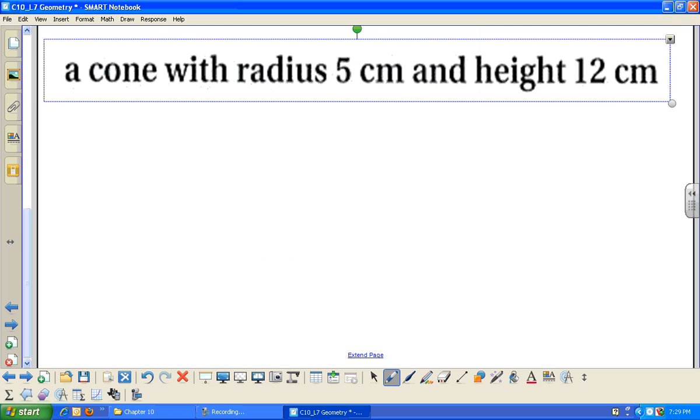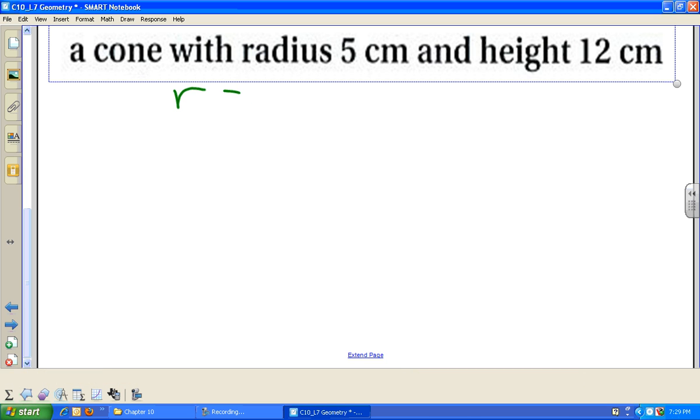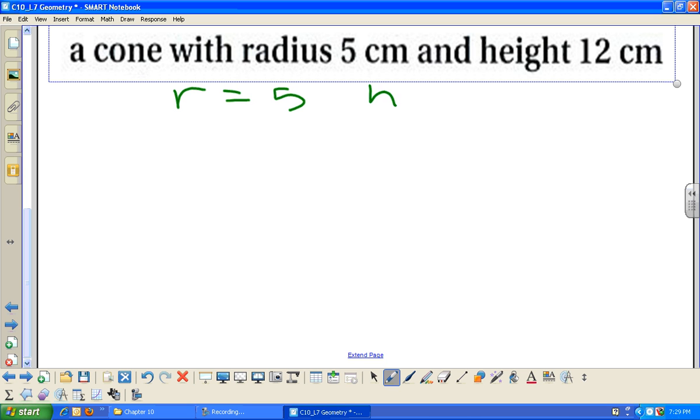So I want to find the volume of a cone with radius 5 and height 12. R is equal to 5, H is equal to 12. So if I find the area of the circle of the cone, it's going to be 5 squared times pi. Radius squared times pi is the area of a circle. And multiply this by 12. So far I just found the volume of what would be a cylinder. And now I have to divide it by 3 because it's a cone.